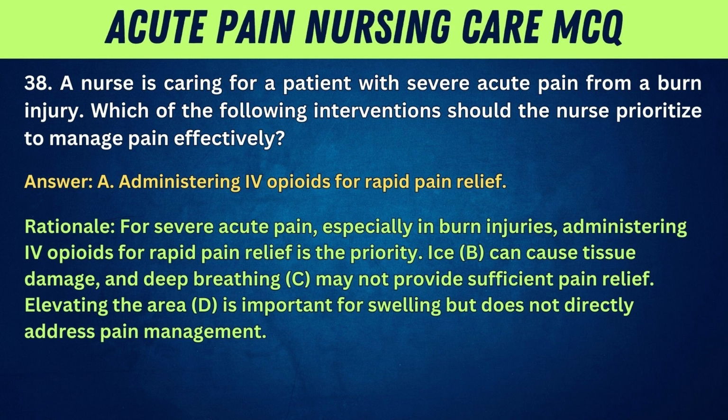Rationale. For severe acute pain, especially in burn injuries, administering IV opioids for rapid pain relief is the priority. Ice, B, can cause tissue damage, and deep breathing, C, may not provide sufficient pain relief. Elevating the area, D, is important for swelling, but does not directly address pain management.